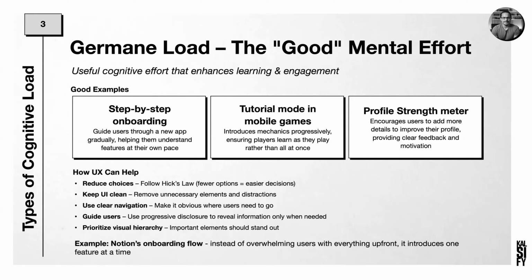How to design for low cognitive load. Reduce choices. Follow Hick's law. Fewer options means easier decisions. Keep UI clean. Remove unnecessary elements and distractions. Use clear navigation. Make it obvious where users need to go. Guide users. Use progressive disclosure to reveal information only when needed. Prioritize visual hierarchy. Important elements should stand out.